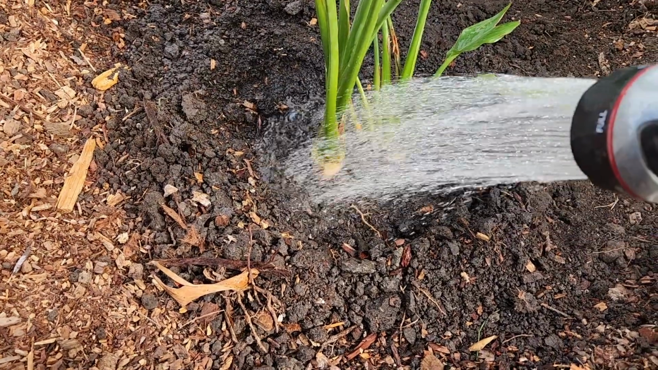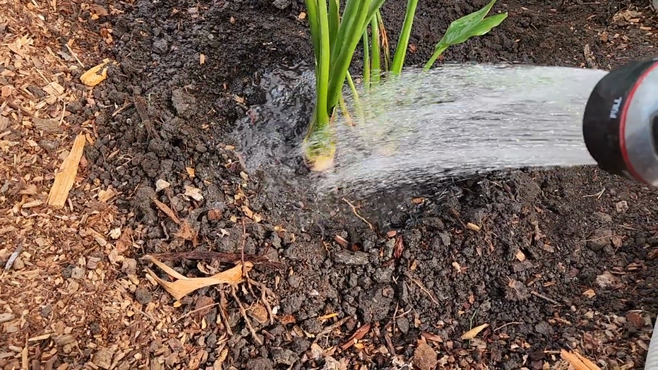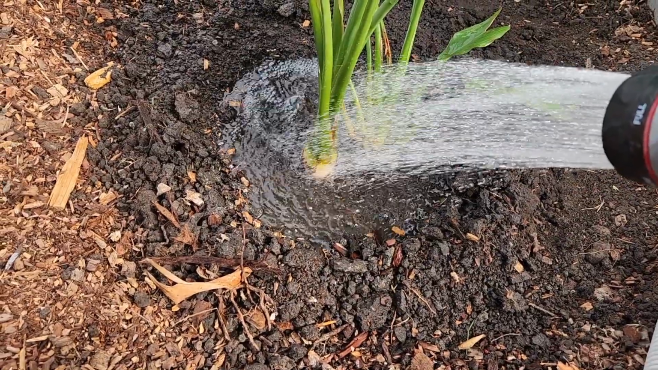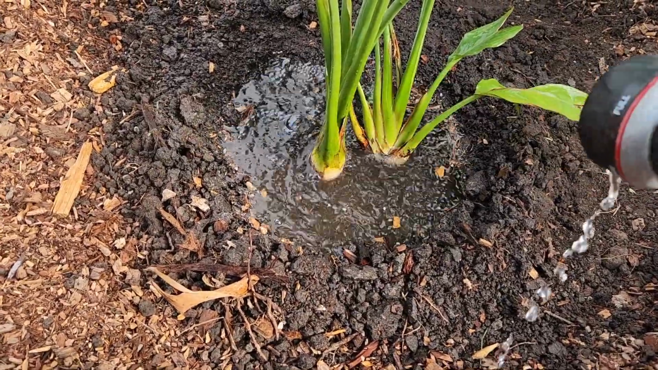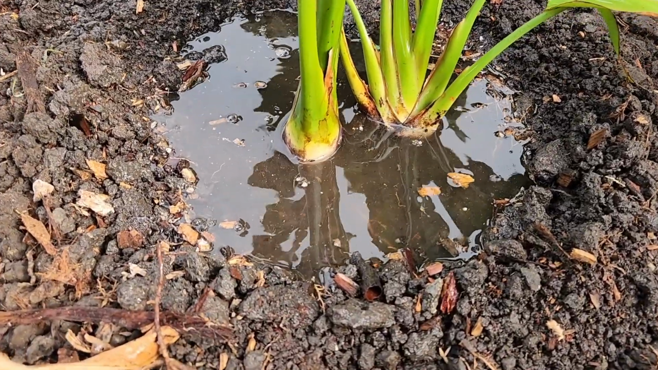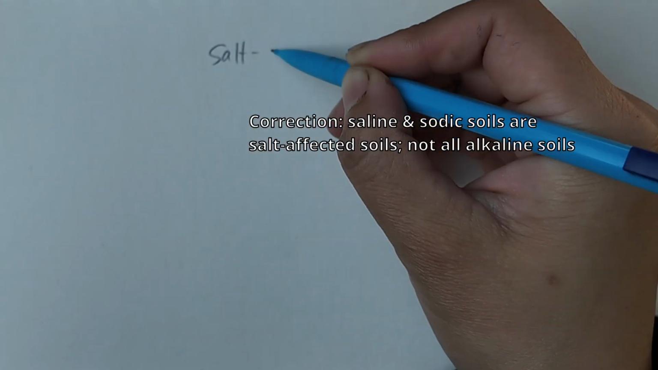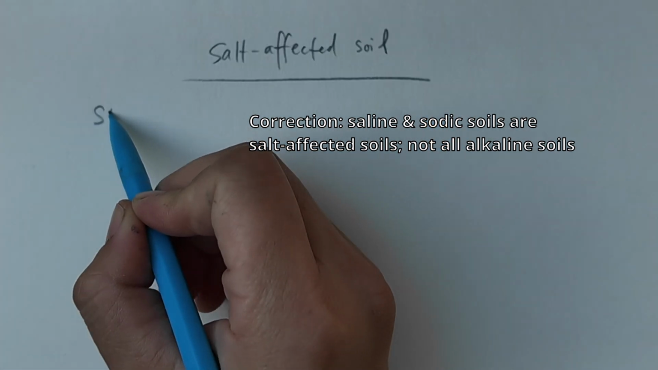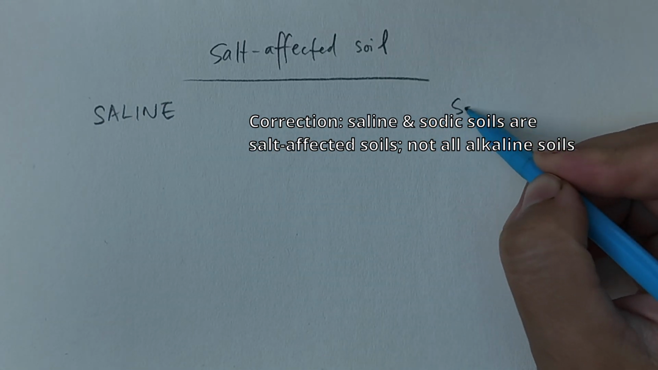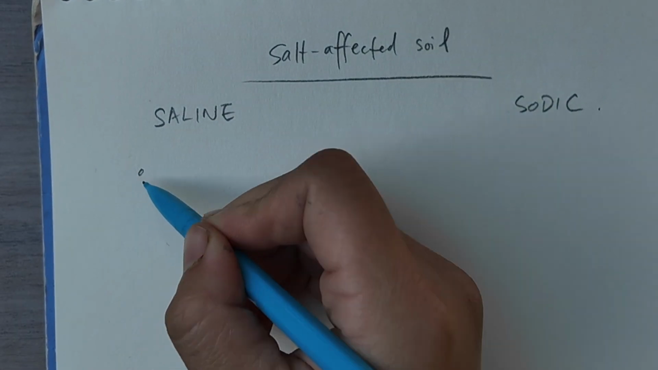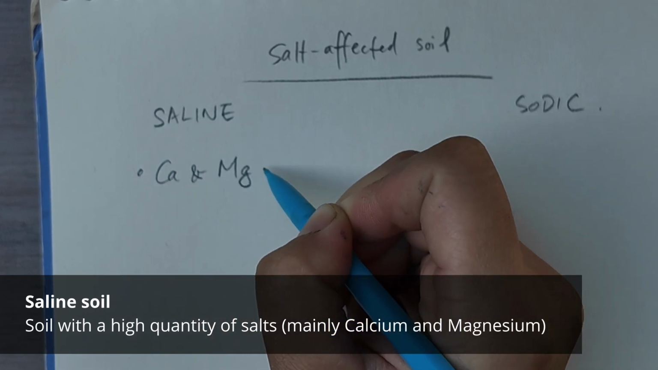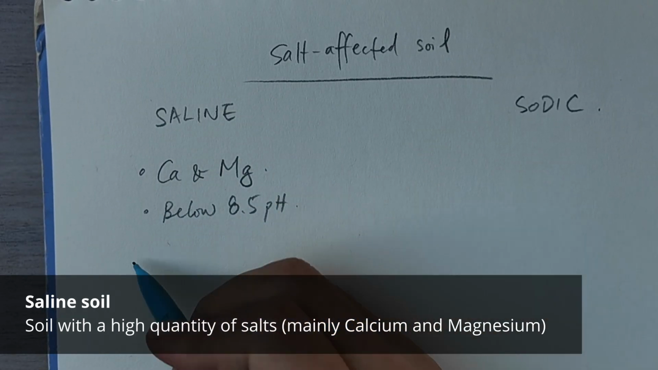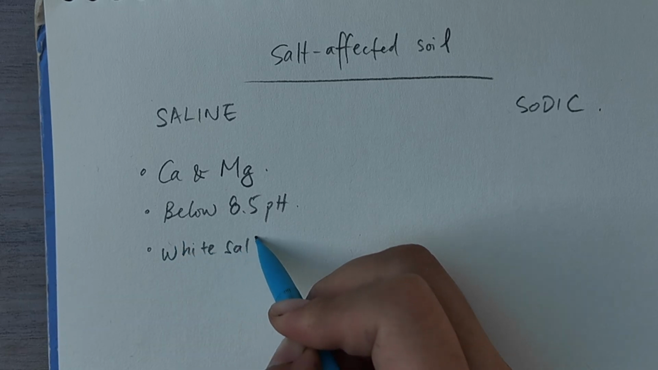Alkaline soils can also be developed if you start irrigating the land, because irrigation water typically has some degree of dissolved minerals and salts in it. These soils are generally called salt-affected soils, and there's two major categories, saline and sodic, and some intermediate too. Saline soils usually have a lot of calcium and magnesium in them, and their pH is usually below 8.5.